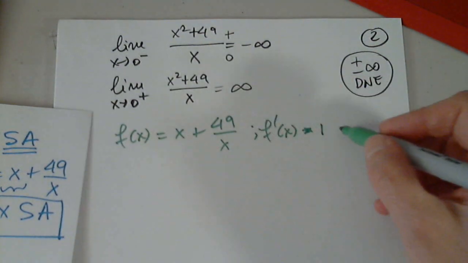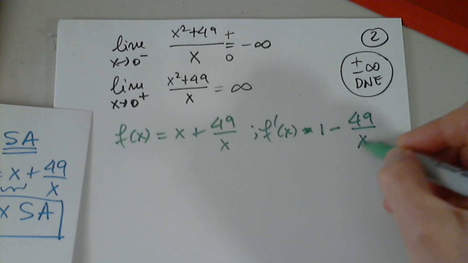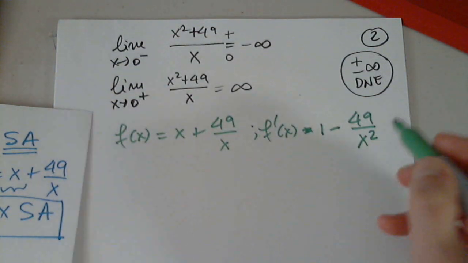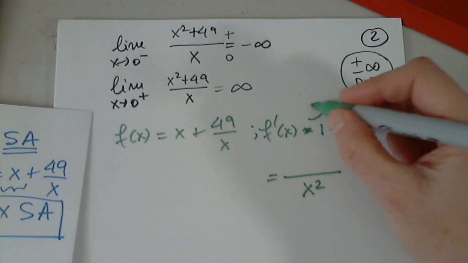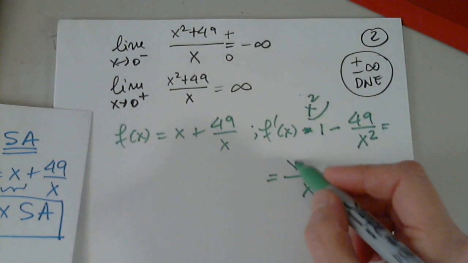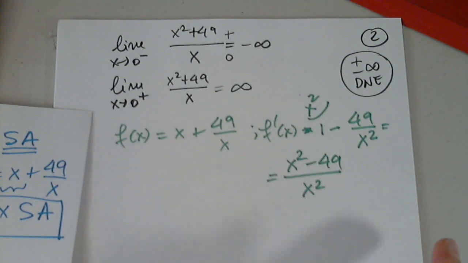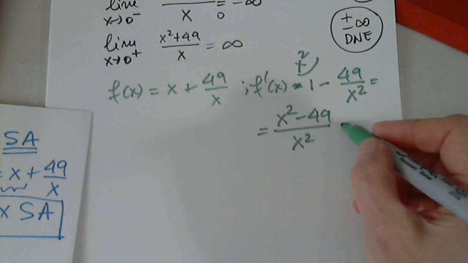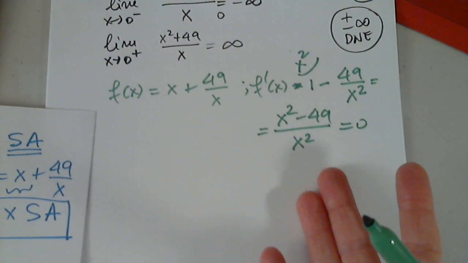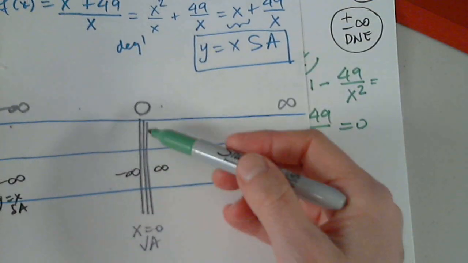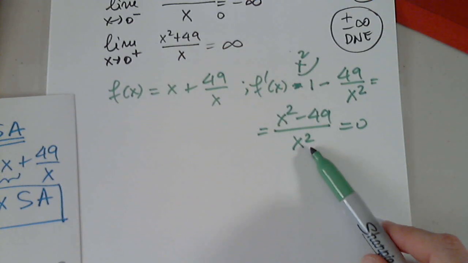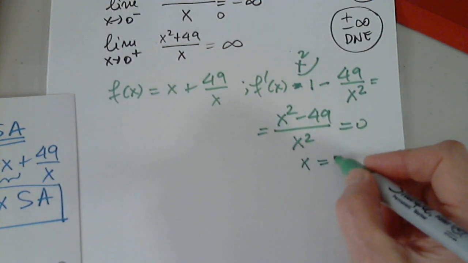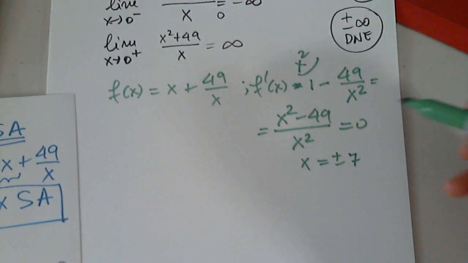And this is negative 49 over x squared. I find the least common denominator to be x squared, and I need to multiply the top by x squared. So x squared minus 49. Nice, because it can never be undefined. It will be undefined at 0, but so is the function. So no critical numbers coming from f prime being undefined. But I get x equals plus or minus 7.